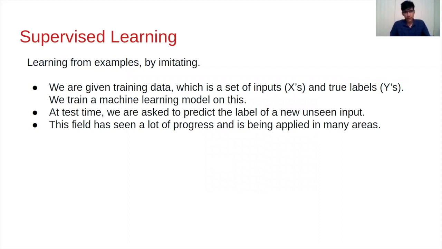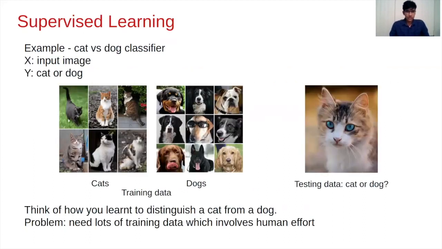And this is really how you would probably learn many things. And this field has seen a lot of progress, and as of today, supervised learning is being applied in many areas. And some of you are from a machine learning background, so I believe you're familiar with supervised learning and know that it's already being used in the real world. So let's take a look at an example of supervised learning. Let's say we want our machine learning algorithm to classify cats versus dogs. So X is our input image, and Y is whether it's a dog or a cat.